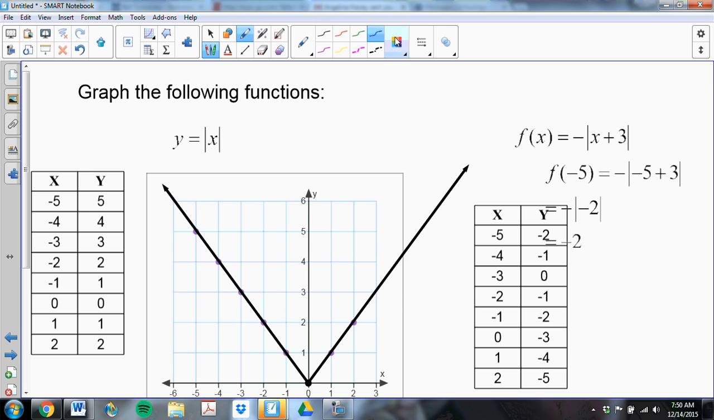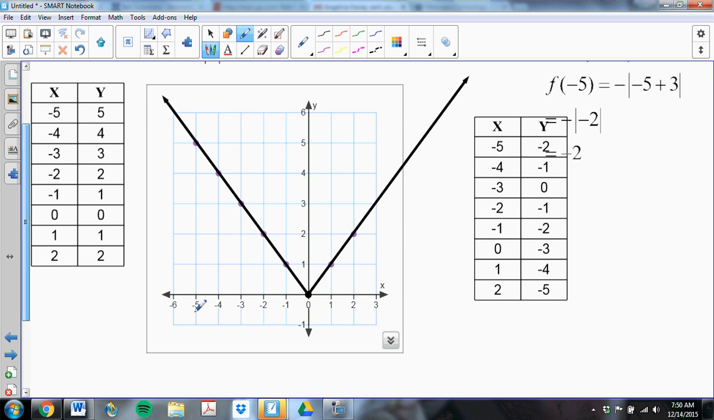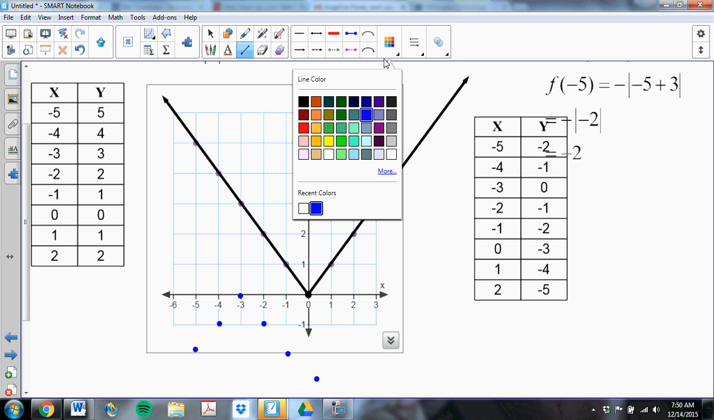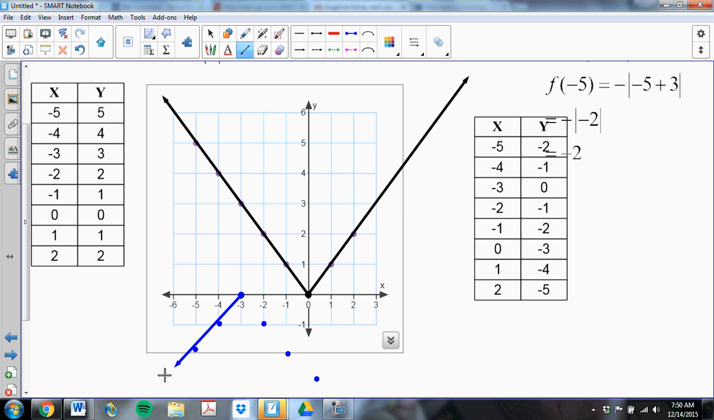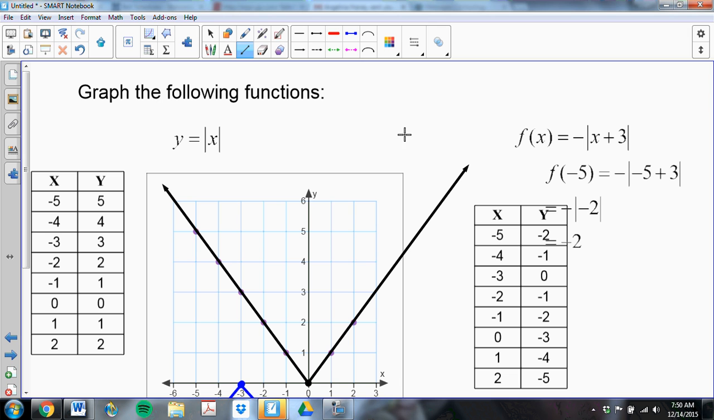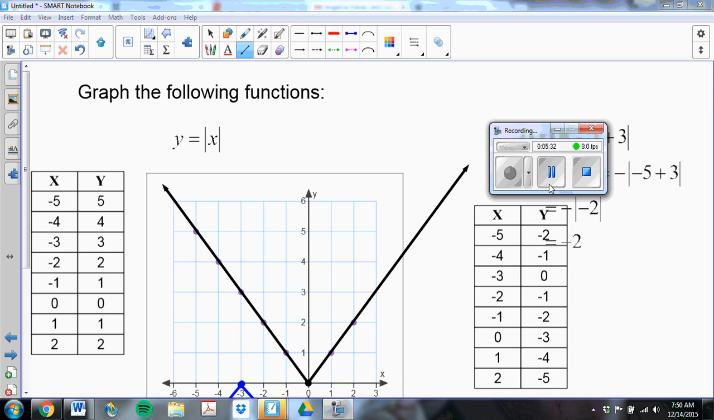There's going to be a point at negative 5, negative 2, way down here, at negative 4, negative 1, at negative 3, 0, at negative 2, negative 1. It's going to go like this. It forms another V, but this V is facing upside down. And it's facing upside down because of the negative out in front. So anyways, all this to say, you take your function, you plug numbers in for x, you evaluate, and you plot. Not my best video, but we'll have to live with it.